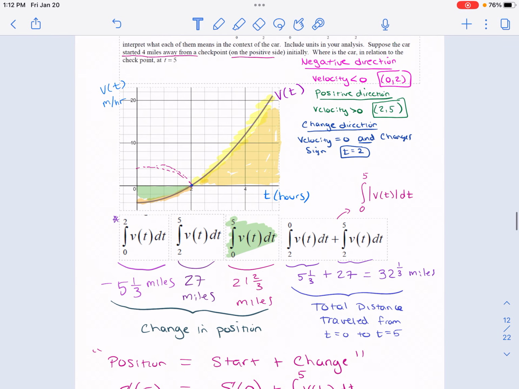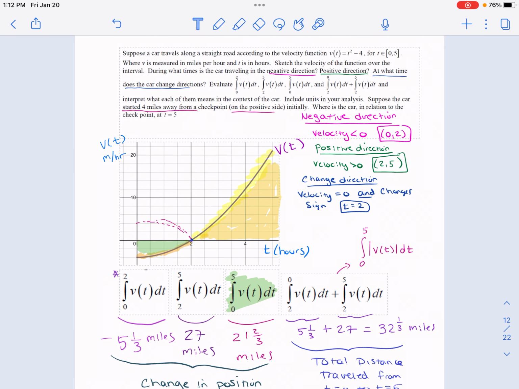All right, so that was just an example of applying some of these concepts to a particular problem involving velocity and the definite integral.